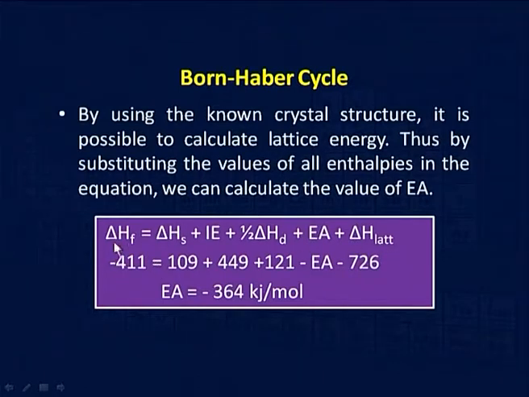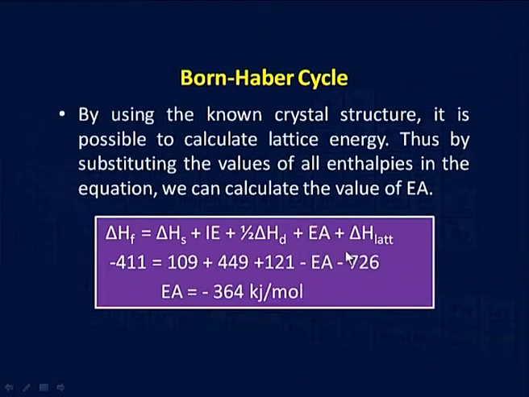With this help we find that the heat of formation of sodium chloride is minus 411 kilojoules per mole, whereas the heat of sublimation of sodium is 109, the ionization energy of sodium is 449, and the heat of dissociation of the chlorine molecule is 121. Then the electron affinity, we have to find out.